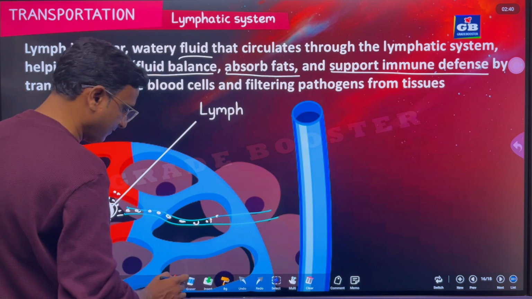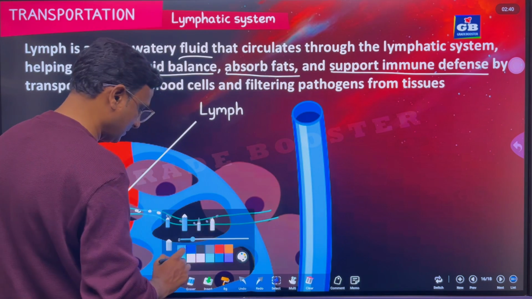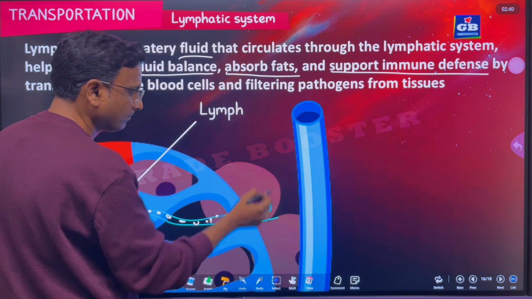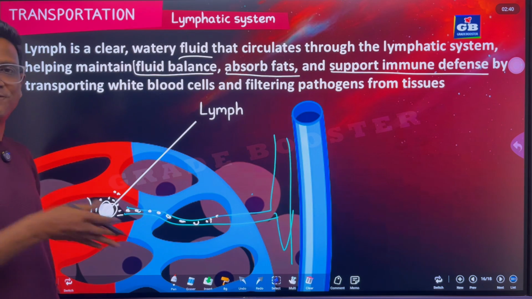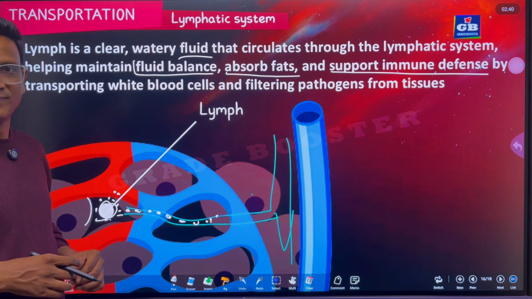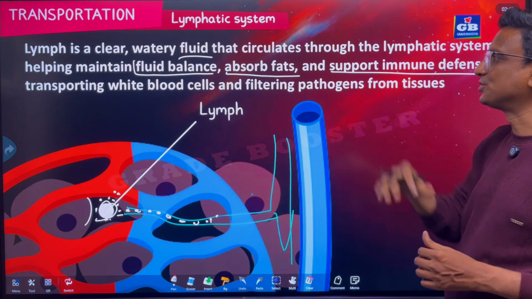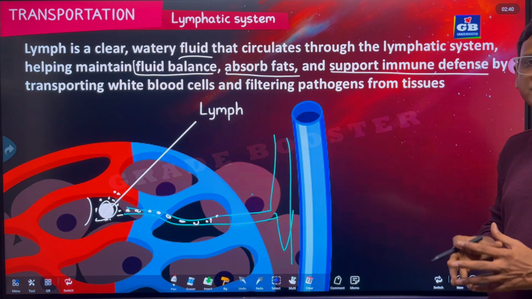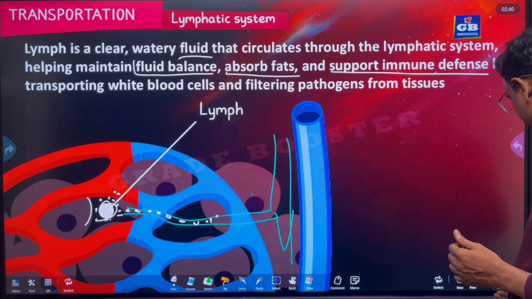So these lymphatic vessels, right. So into the lymphatic system. This plays an important role in fluid balance, absorption of fats and supports the immune system. Right, children? So that is about the lymphatic system.